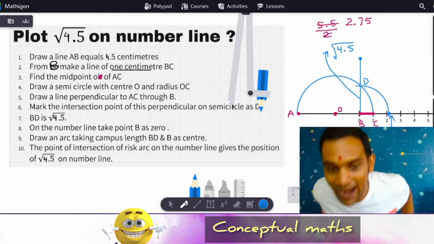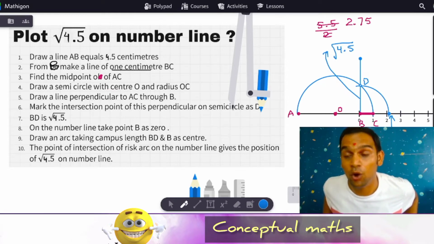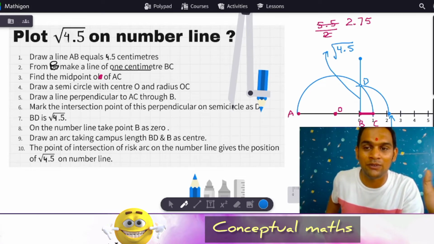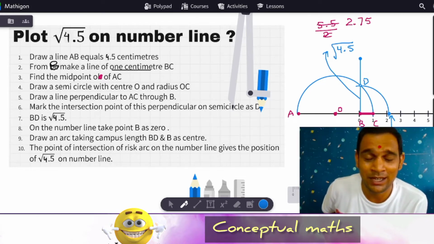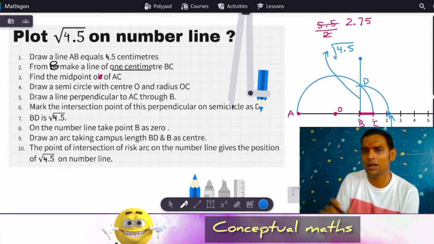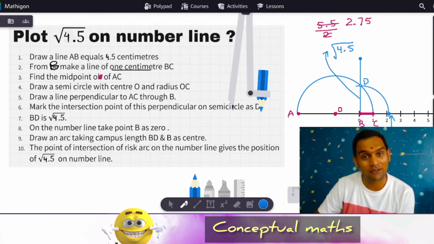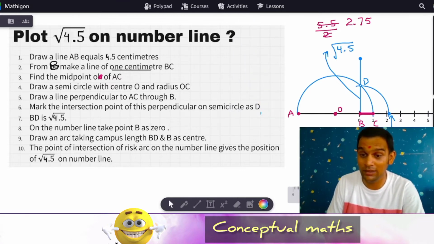Yes, so that will give you the square root of 4.5 on the number line, and we have represented square root of 4.5 on the number line. I hope that makes a lot of sense. Yes, the process is clear. If not, you can just go back, go through it once again. You will understand it. If you have any doubt, you can comment down, and we will get back and discuss that. Right? So let's move to the next concept.